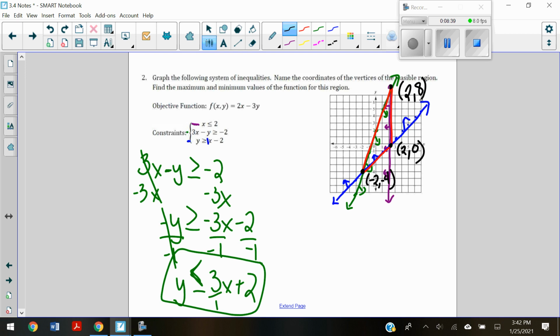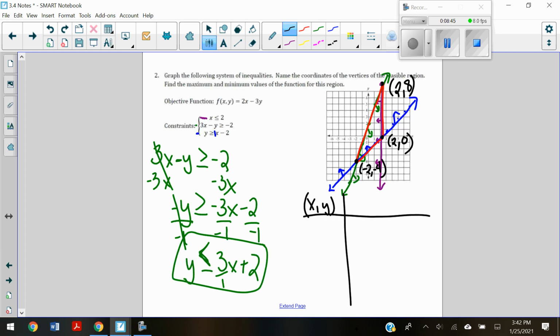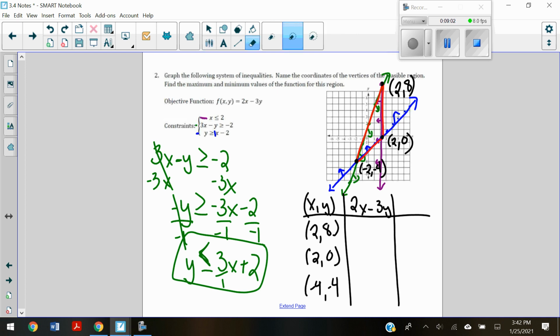All right, last step here is to do my table with my vertices, my objective function, and then my value. So my vertices were 2, 8, 2, 0, and negative 2, negative 4. Ooh, I wrote negative 4, negative 4. My hand was not in sync with my mouth.